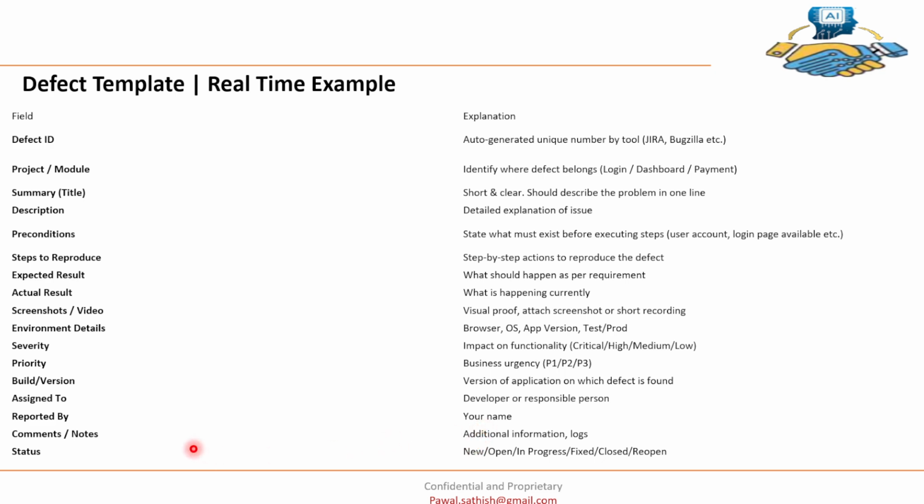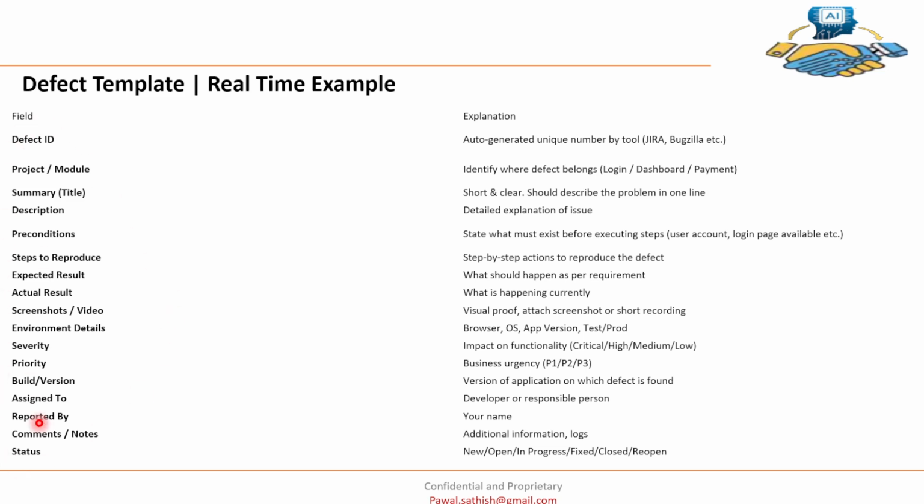We also need to give some comments or notes if you found some logs, or you have any additional information, you can attach it here. By default the status is New, and we will need to change the status. We'll see the different statuses in the defect life cycle. But this is the defect template. When we are raising an effective defect, all these fields are mandatory.